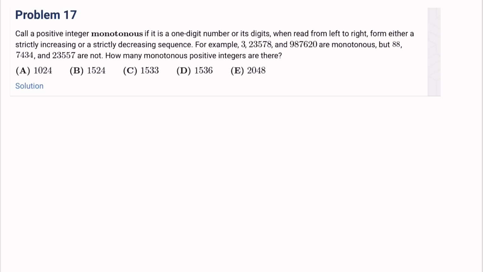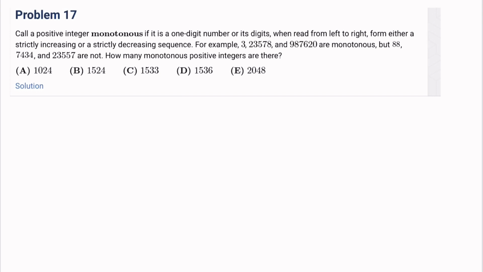Number 17, call a positive integer monotonous if it is a one-digit number or its digits, when read from left to right, form either a strictly increasing or a strictly decreasing sequence. For example, 3, 23, 5, 78, and 98 are monotonous, but 6, 79, 876, 20 are not. How many monotonous positive integers are there?